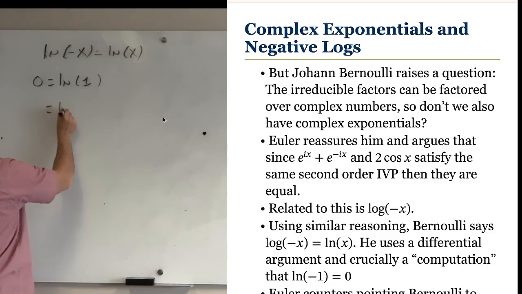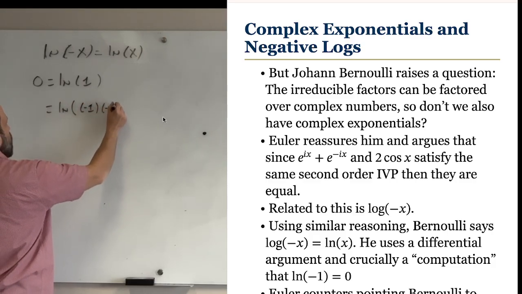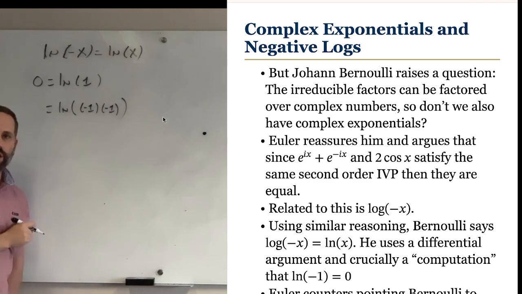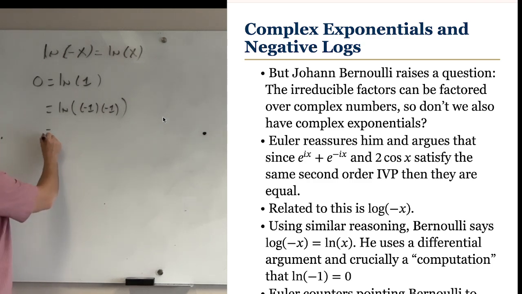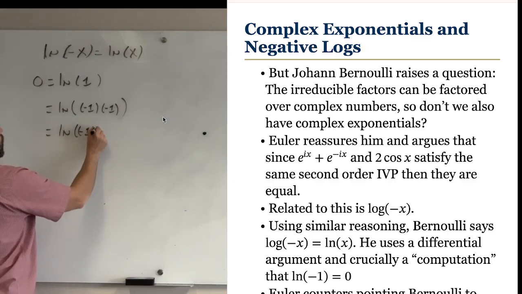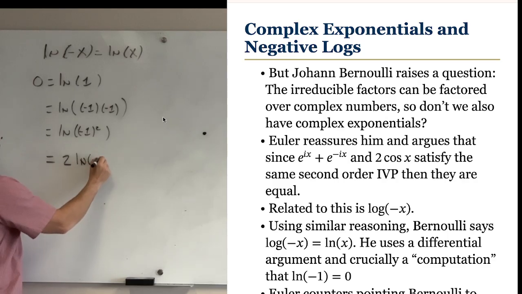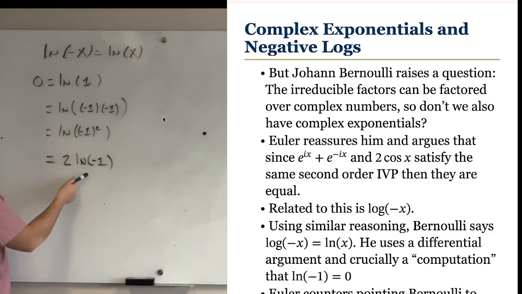And then he says, well, 1 is equal to minus 1 times minus 1. Again, we're not doing anything incorrect so far. And this is equal to the natural log of minus 1 squared. Again, we have not made any mistake yet. But now, and this is where the mistake comes, this is equal to 2 times the natural log of minus 1. Well, the natural log of minus 1 then is equal to 0.